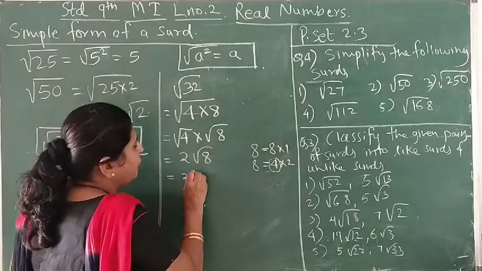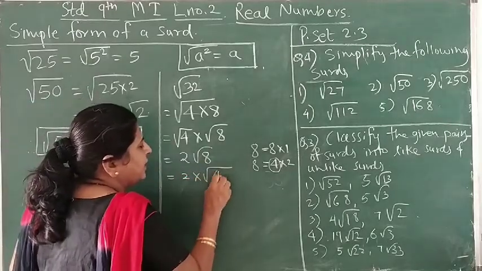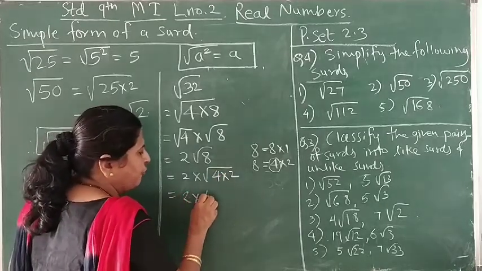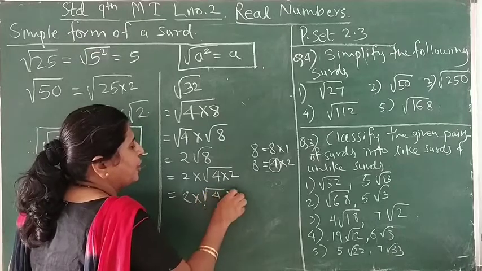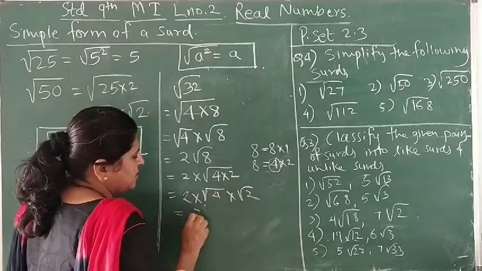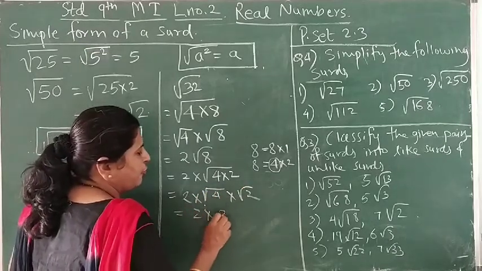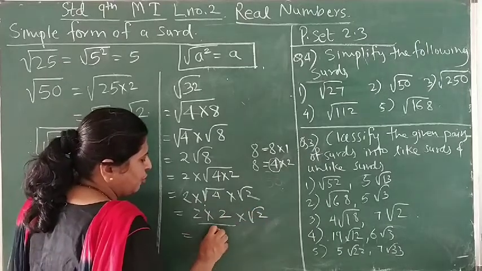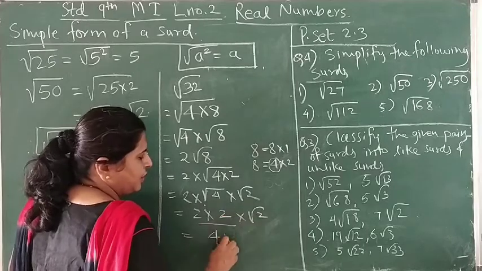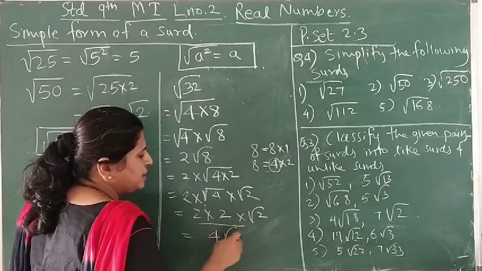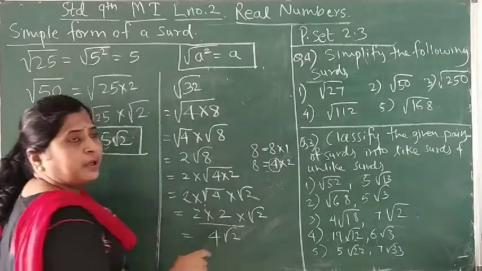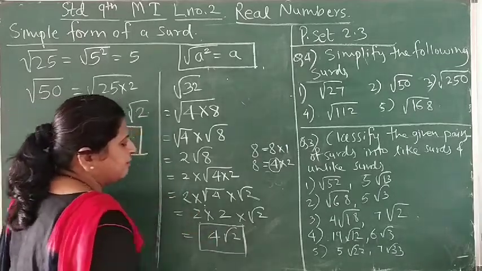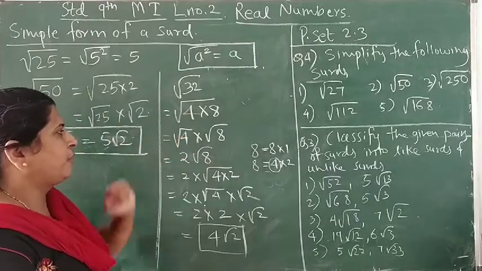So here what you have to do is factorize 8 as 4 2s, and copy the 2 as it is: square root of 4 into square root of 2. So this is 2 into square root of 4, which is 2 into square root of 2. Now the square root of 2 which remains does not have any factor which is a perfect square. So this is going to be the simplest form of square root of 32.